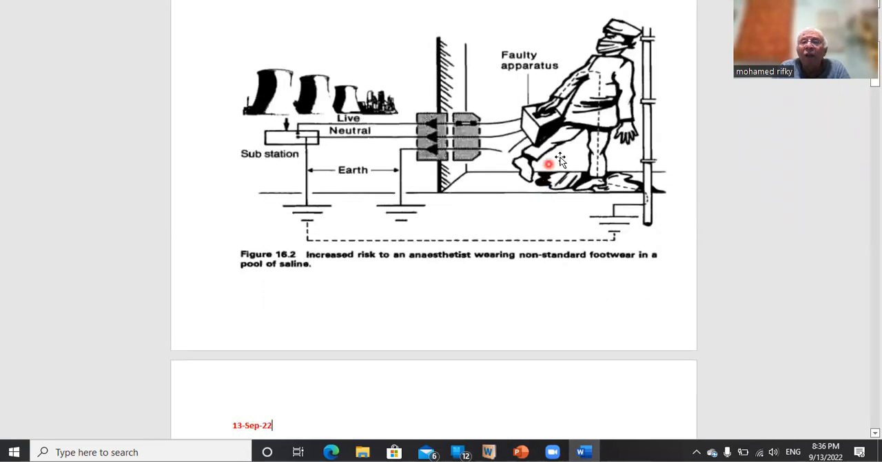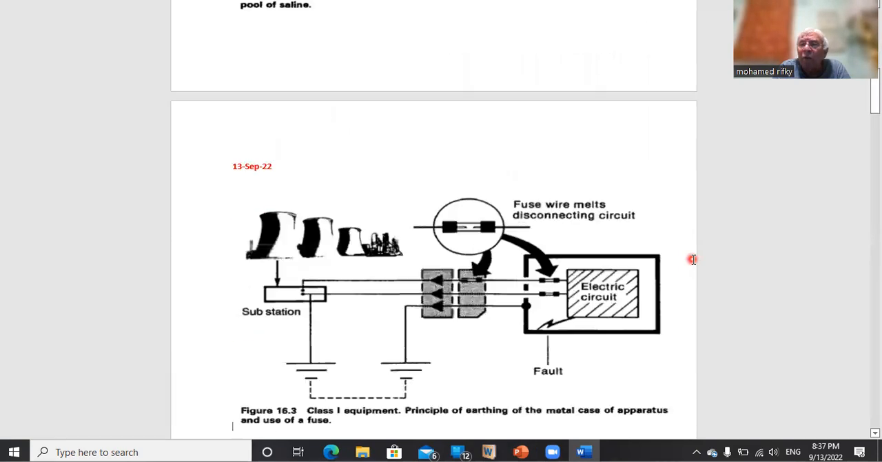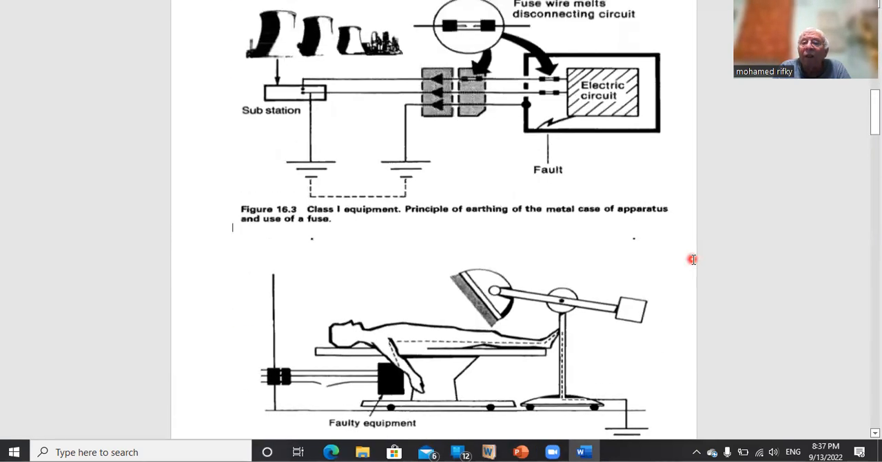This other picture shows personnel carrying a faulty apparatus. As you can see, the wire is cut, and he is standing on a pool of saline. Meanwhile, he is not wearing proper footwear, and the floor is not properly managed, and the water is attached to the pipe, which is earthed. So the circuit can go through this fellow back to the substation, inducing electrocution according to the current. It may be very small, as we said, or it can be the 24.